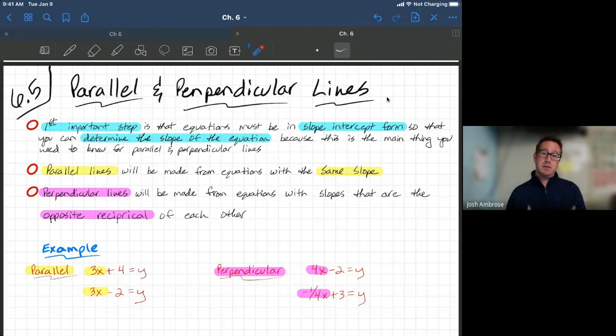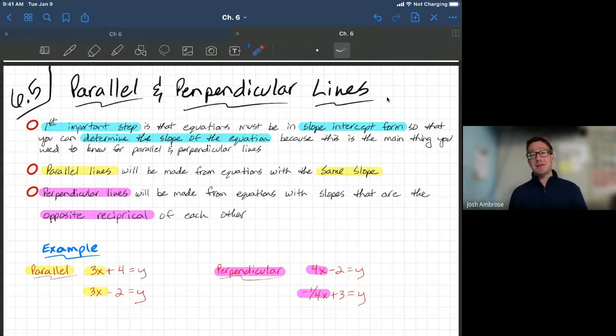If you are in slope-intercept form, then you can go and look at the slope, because that is the most important part of this equation when we're looking at whether these lines are parallel or perpendicular. Notice we're talking plural lines here because we're going to be dealing with two equations. Once we know these two equations are in slope-intercept form, then we can move on to looking at parallel lines or perpendicular lines.